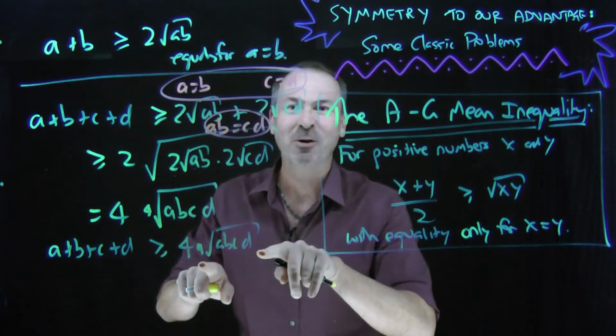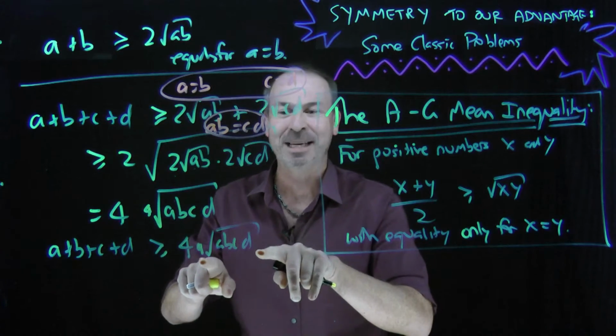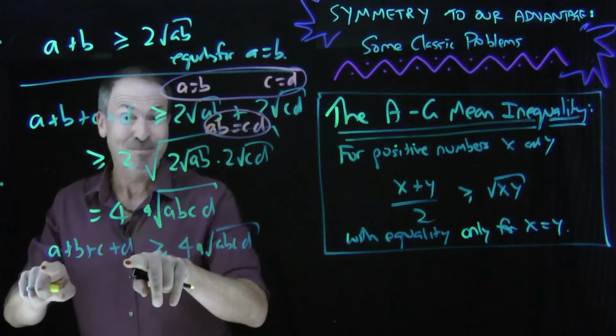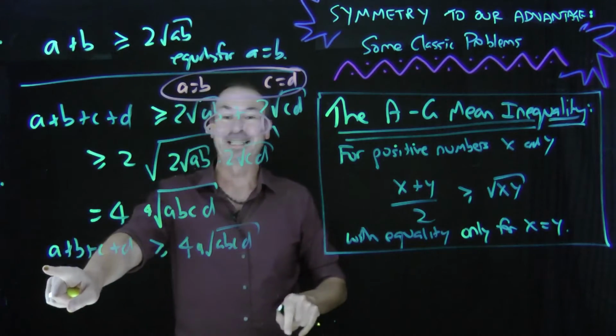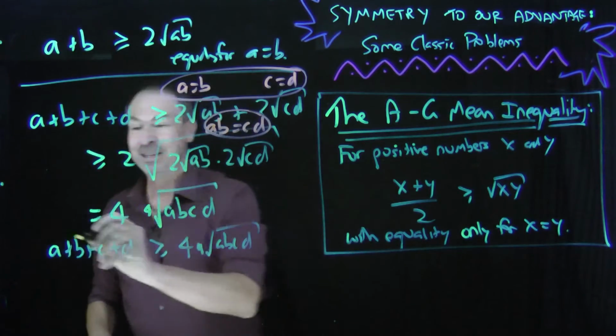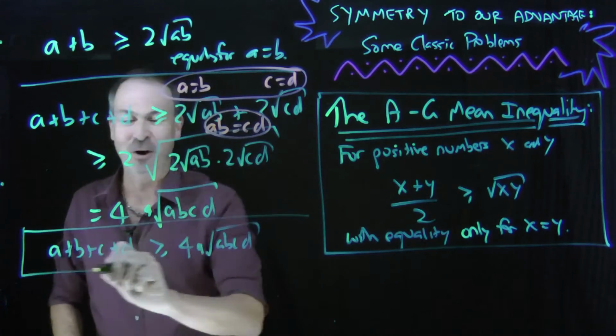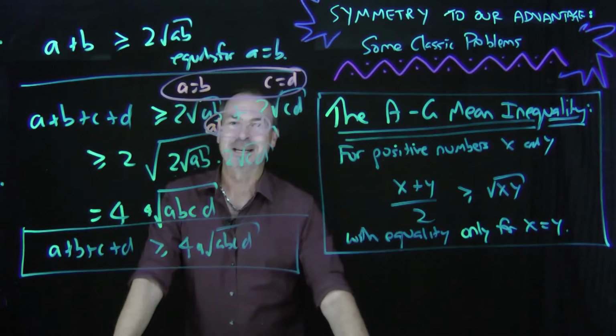That's called the geometric mean of the four numbers A, B, C, and D. And if I divide by 4, I have the arithmetic mean of the four numbers A, B, C, and D. Whoa! So there is a four-dimensional version of the arithmetic geometric mean inequality.